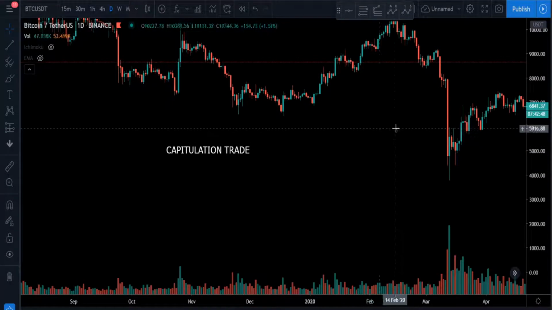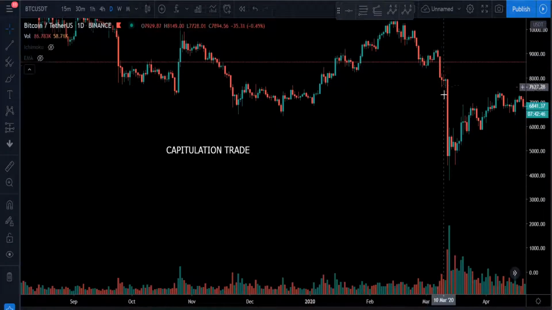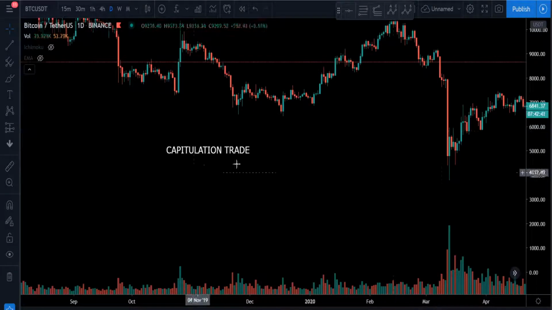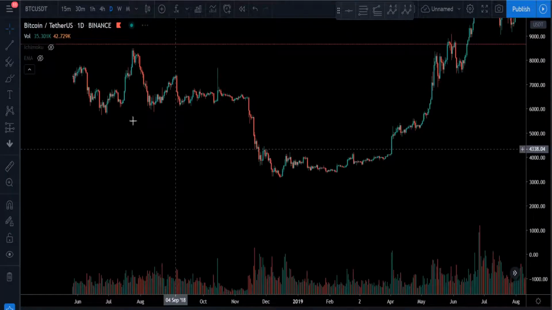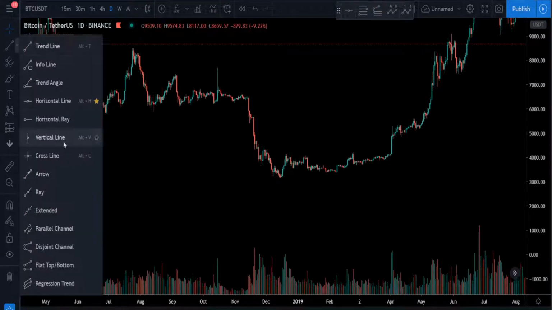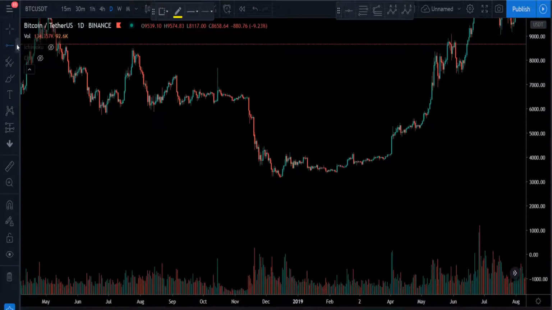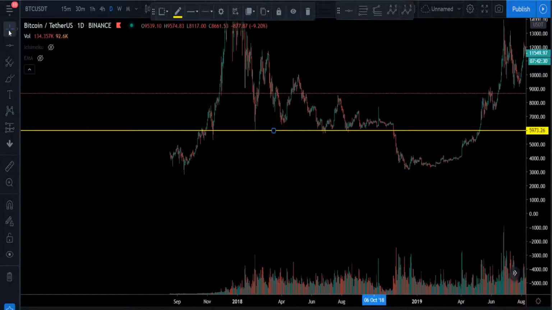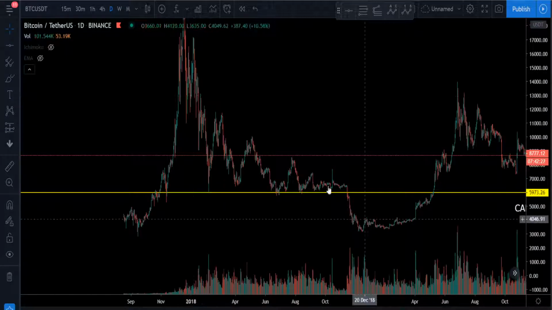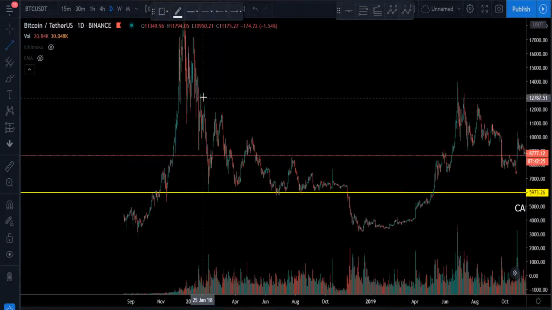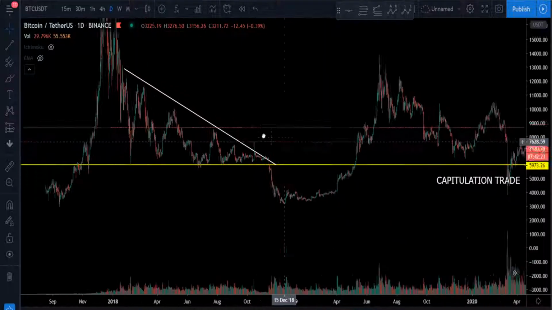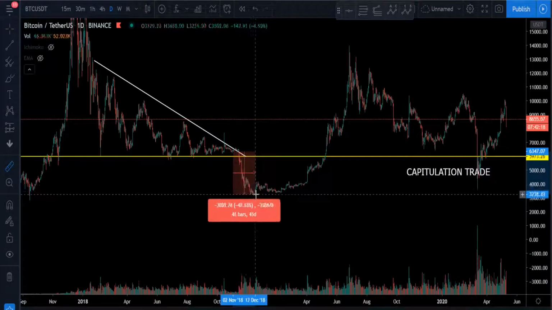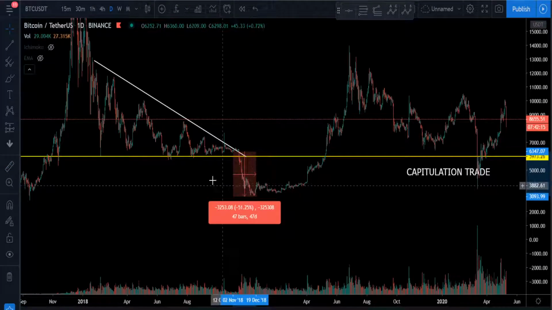So this is the capitulation trade, a situation when it falls more than 40%. We also had another capitulation on the break of the 6K support back in 2018. Let me just remind you of that. You probably know it or have seen it before. We had this triangle and it broke down. Once it broke down, we dumped 50%, from 6K to 3K.